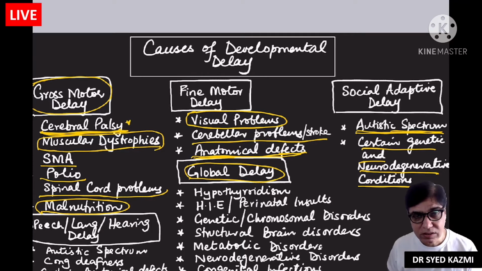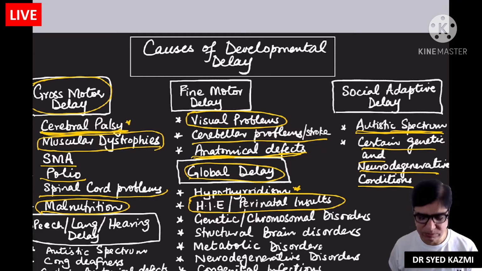So in that case, there could be many causes. The list is a huge one, but again, some of the common causes. Number one, hypothyroidism. Congenital hypothyroidism, or even acquired hypothyroidism, can be a cause of global delay. One of the most common causes is perinatal insults leading to hypoxic ischemic encephalopathy. In developing countries, this is one of the most common reasons, and to some extent even in developed countries, we still see kids who had perinatal insults leading to hypoxic ischemic encephalopathy, intraventricular hemorrhage, and eventually this leads either to cerebral palsy or to global developmental delay.